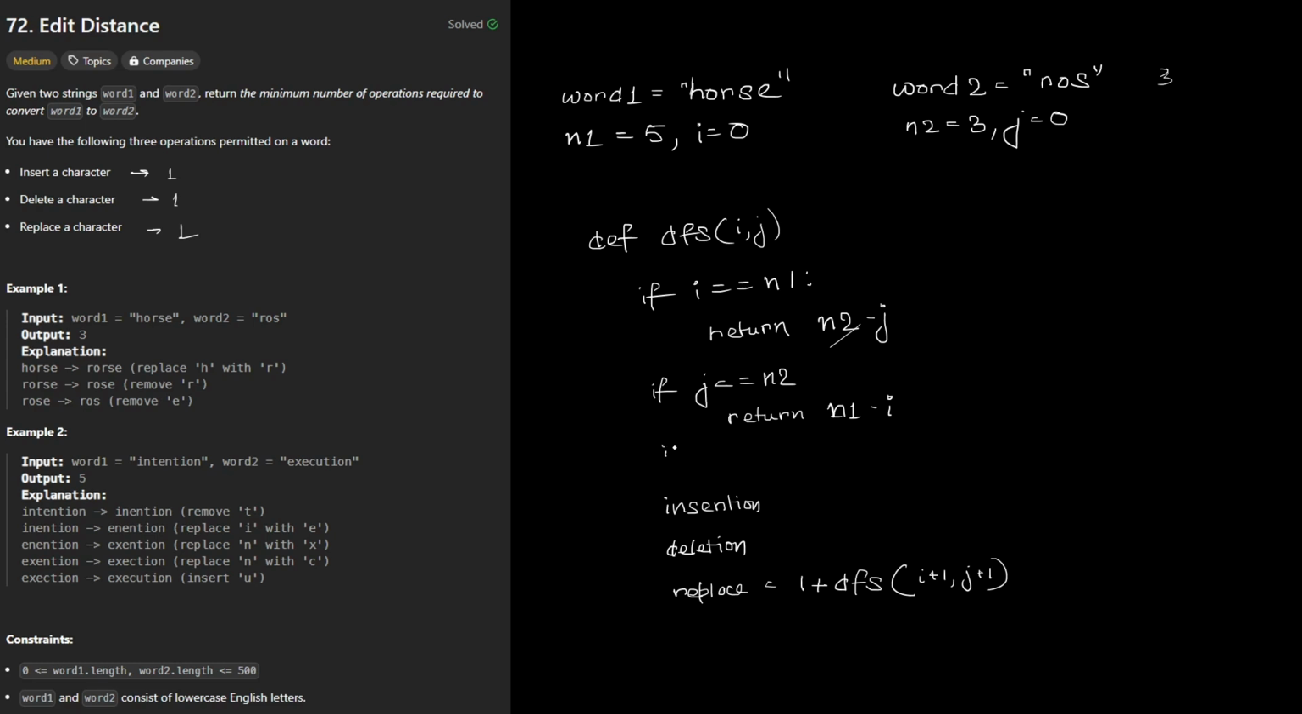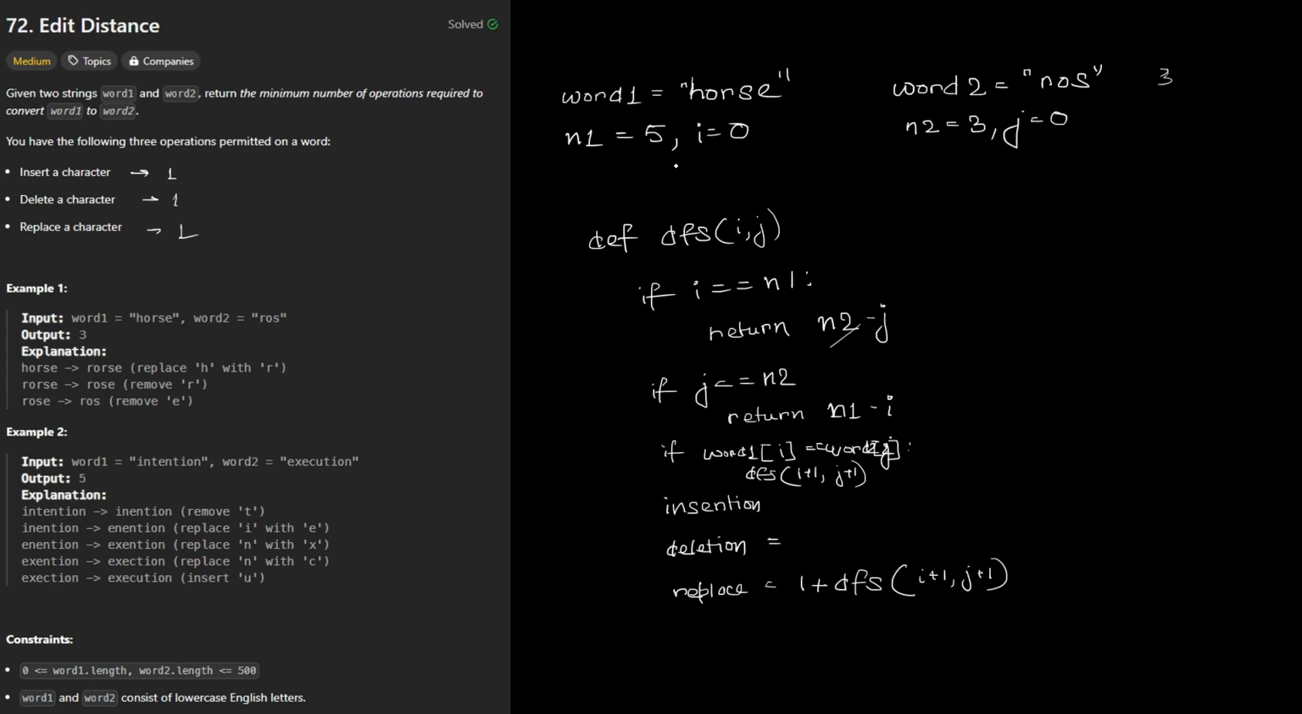There is also a condition which I forgot to do. If both of them are equal, let's say we are at o and both are equal, so if word1 of i equals word2 of j, then I can call my dfs, basically incrementing i and j, so it would be i plus 1, because you can move to the next one, and j plus 1. So for the replacement, it would be like this.